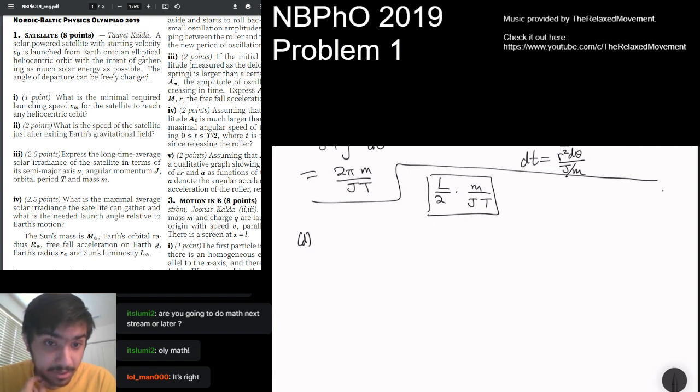What is the maximal average solar irradiance needed? Ooh. Launch angle with respect to Earth. Oof, I don't like this at all, because I have to deal with the Earth motion and stuff like that. Oh man. Wait, I'm a little confused right now, actually. Relative velocities in space is really confusing to me.